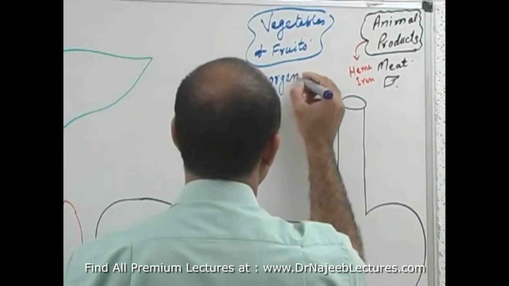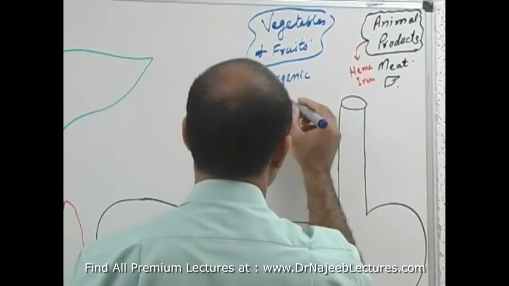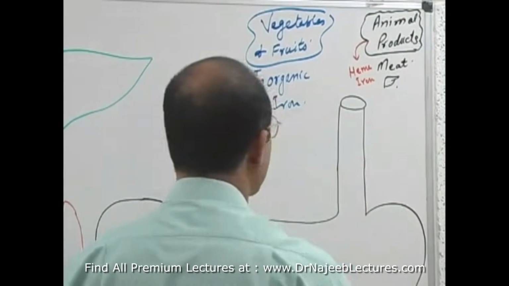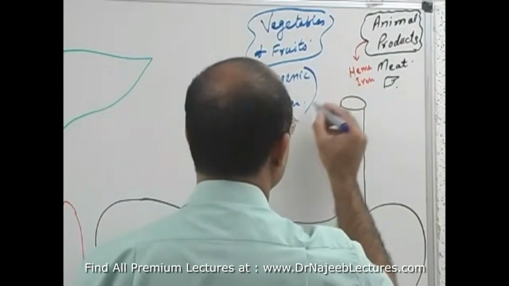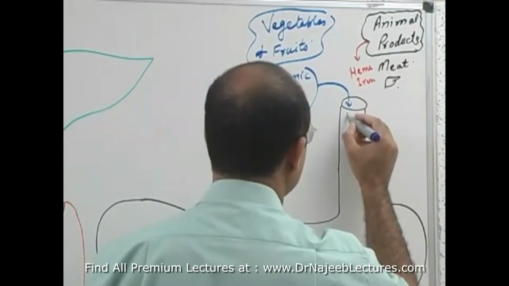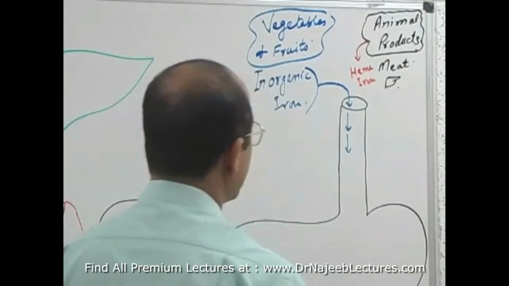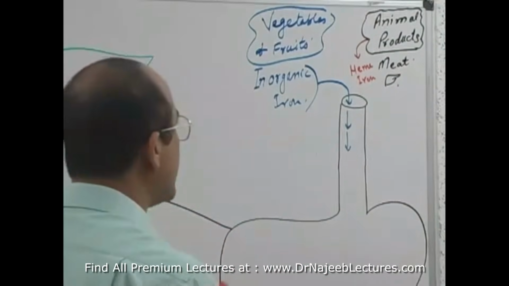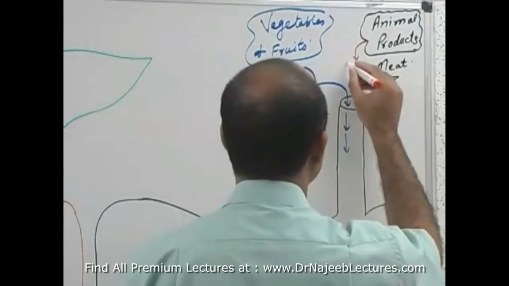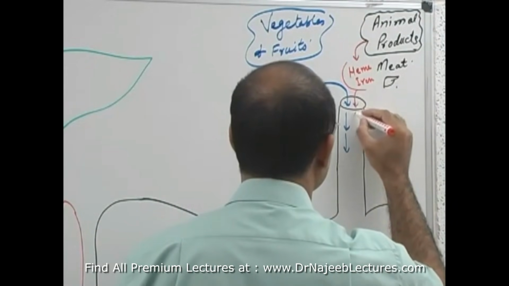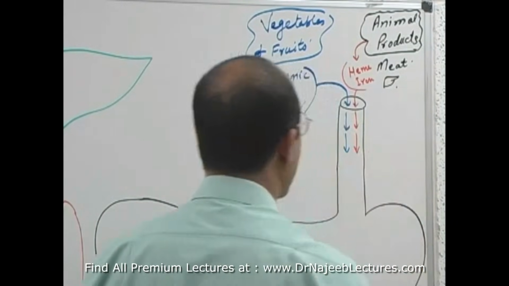Inorganic iron. So basically, we are getting two types of iron in our diet. There is inorganic iron, and yes, there is heme iron.